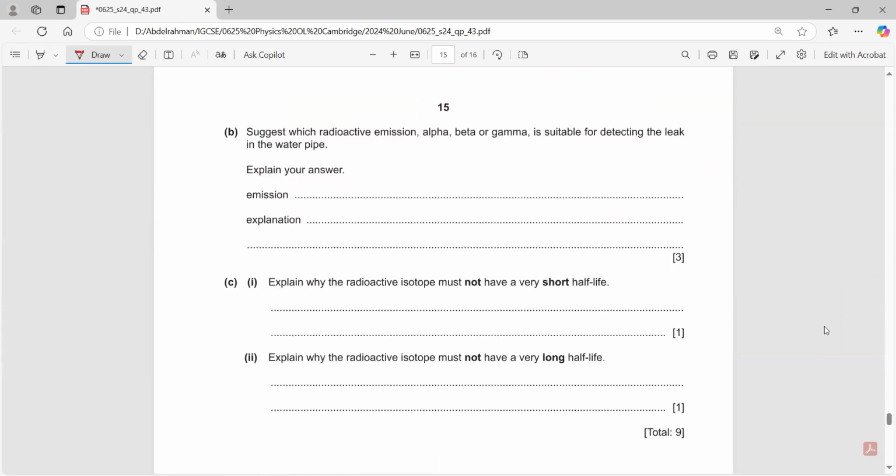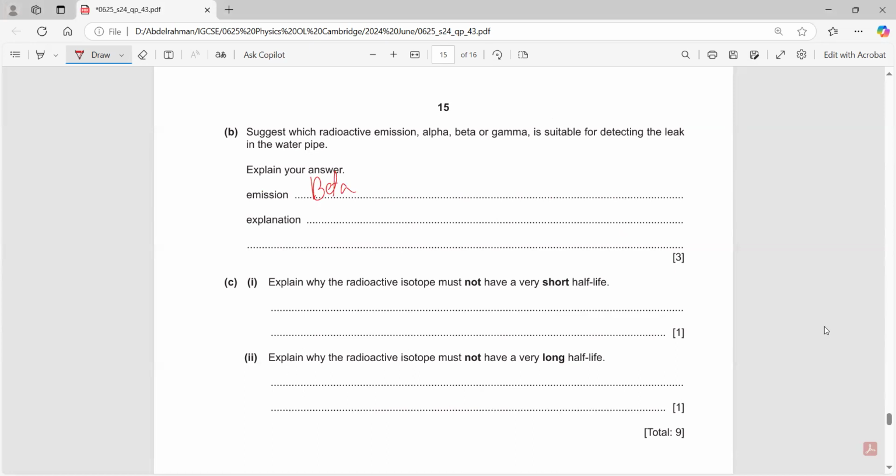Suggest which radioactive emission, alpha, beta, or gamma, is suitable for detecting the leak in the water pipe. Explain your answer. So, alpha is definitely wrong. Alpha is 100% wrong. Why? Because the alpha wouldn't even be able to pass through the water itself. Would beta be correct? Yes.